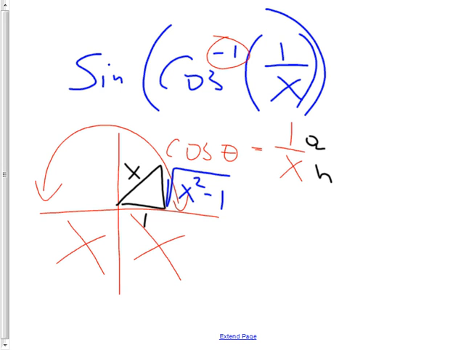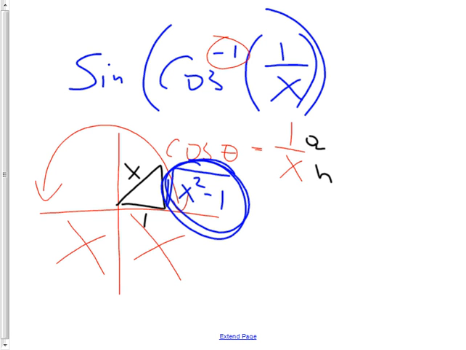Now, some people think you could take the square root right now. You cannot. Leave it alone. The square root of that is not x plus 1 or x minus 1. You can't do it. So leave it alone. That side, the opposite side, is that. Don't try to simplify it.